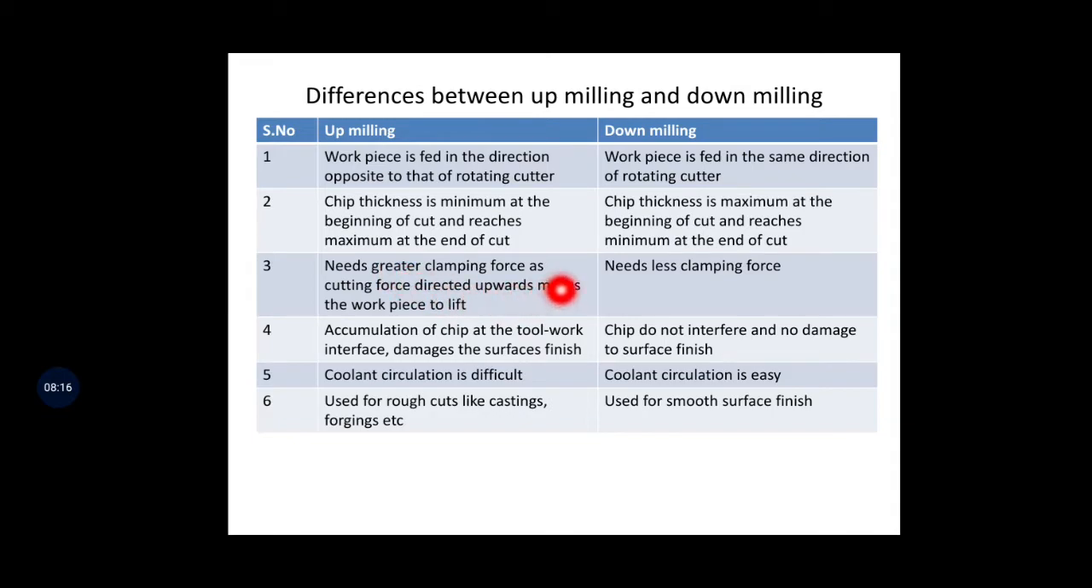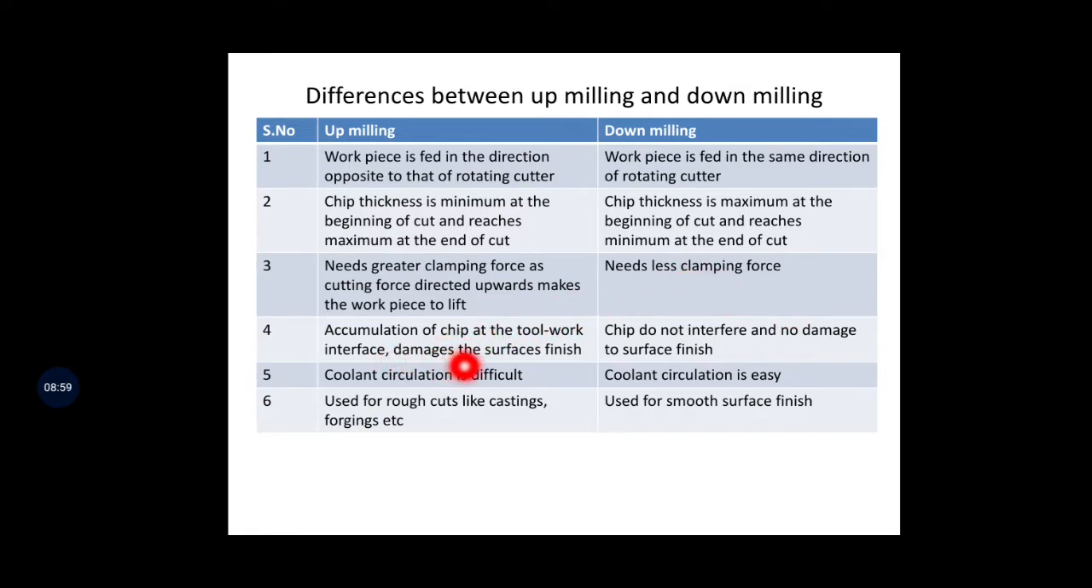Up milling needs greater clamping force. Why? Because the movement of the workpiece is opposite to the direction of rotation of the cutter. Thereby the cutter starts applying a greater amount of force, and it tries to lift the workpiece. That is why more clamping force is required. But here it is not like that, because of the same rotation the workpiece will not lift up. There is a chance of the cutter lifting the workpiece because of the opposite direction, but here there is no chance of lifting the workpiece. So it needs less clamping force.